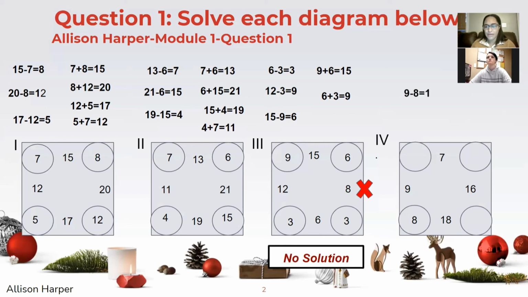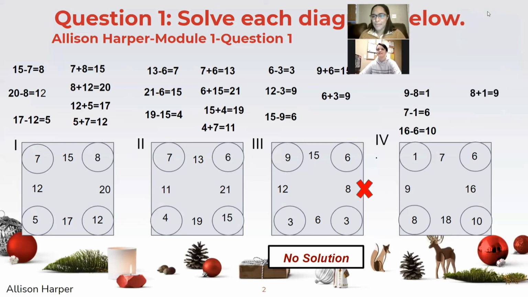And our last one, 9 minus 8 is 1. 7 minus 1 is 6. 16 minus 6 is 10. Might have to move this for a sec so we can see our numbers. 8 plus 1 is 9. So that one is correct. 1 plus 6 is 7. So that is correct. 6 plus 10 is 16. That one is correct. And 10 plus 8 is 18. So this one checked out as well.